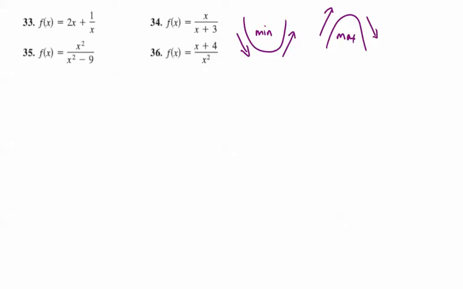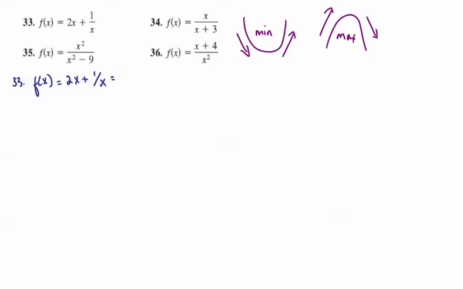Alright, let's go on with number 33. We have f of x is equal to 2x plus 1 over x. Before you get started, always think about the function a little bit. This is a function that is not defined at x equals 0. So x equals 0 is not going to be a critical number. However, it is going to be important in our analysis. So let's do our work here.